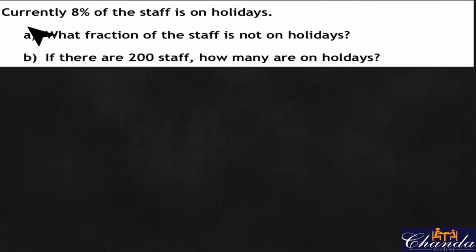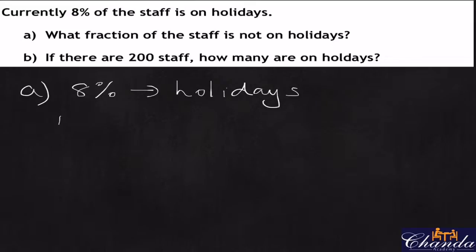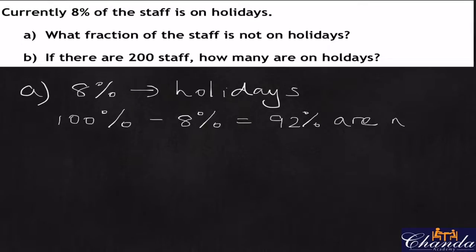So this question says, currently 8% of the staff is on holidays. Part A says, what fraction of the staff is not on holidays? B, if there are 200 staff, how many are on holidays? So let's write this out. Now it says 8% are on holidays. Now when it comes to percentages, 100% is the total amount. So 100% minus the 8% will tell us who's not on holidays. So 100 minus 8 we know is simply 92. So 92% are not on holidays.